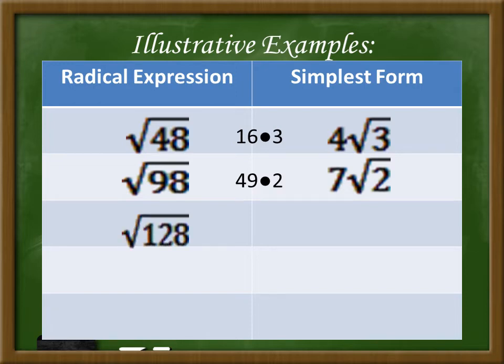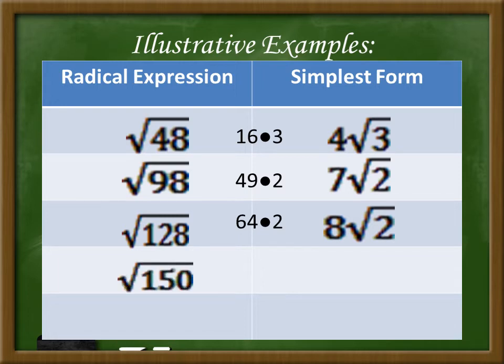Next, square root of 128. So, what are the factors? Okay, 64 times 2. And then get the square root of the largest perfect square factor. The square root of 64 is 8. And your other factor 2 will remain inside the radical sign. So it is 8 square root of 2.